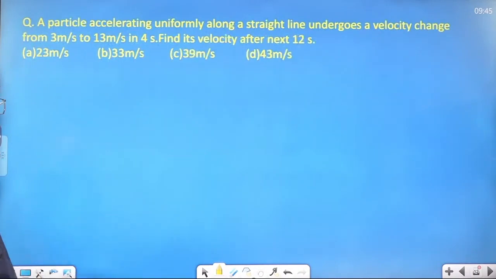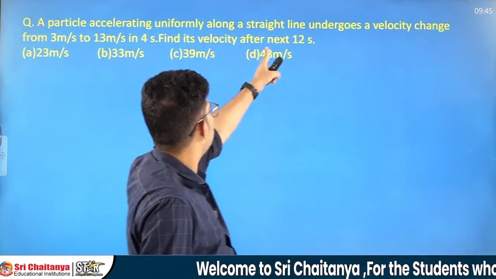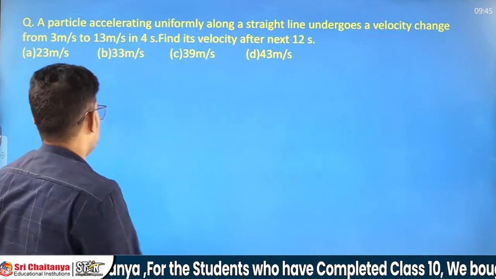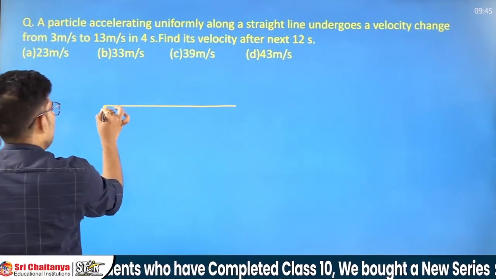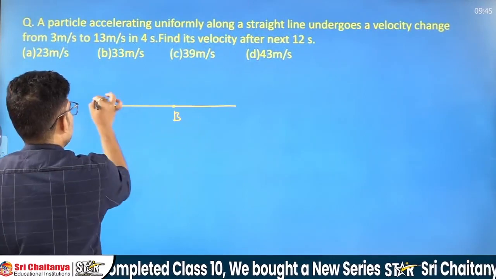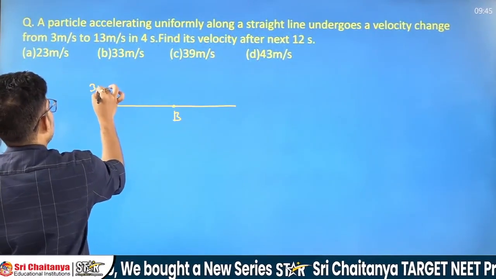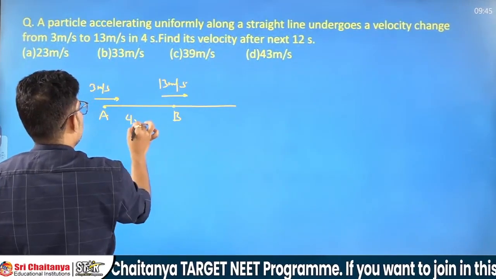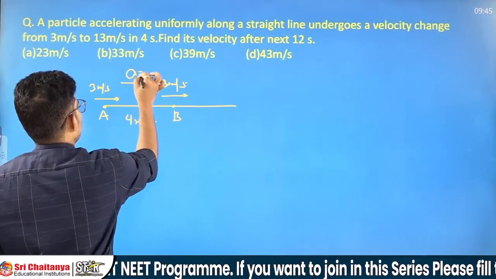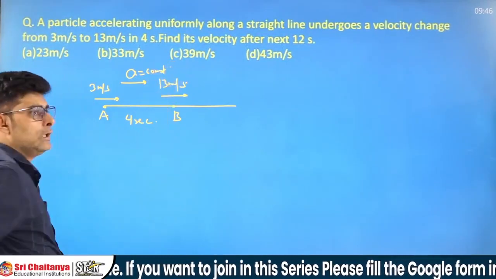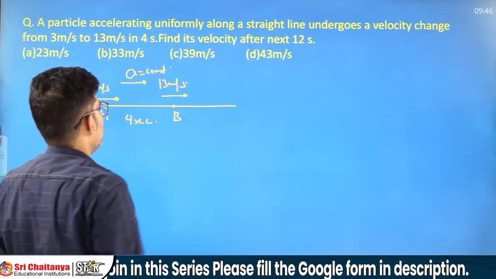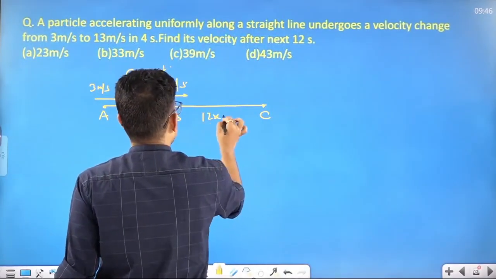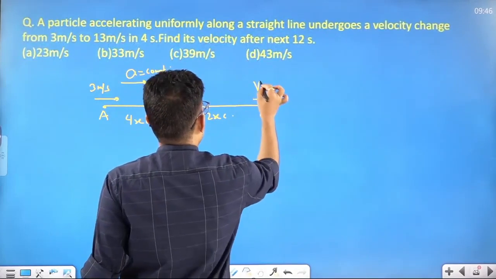One last question. A particle accelerating uniformly along a straight line undergoes a velocity change of 3 to 13. Again, same. You have a straight line. Your speed initially was 3 meter per second and it became 13 meter per second in 4 seconds. Acceleration is constant. Now they are saying find its velocity after next 12 seconds. So further you are taking 12 seconds, they are asking what is the velocity.